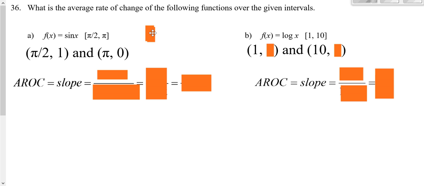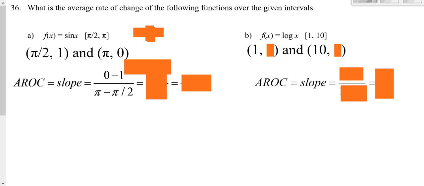So you have to do change in y. So your one y is 1, your other y is 0. You have to subtract those. And then you have to go ahead and do the same thing for your x's. Now, I chose to put this y value first, so I have to put this x value first and go x minus my other x.